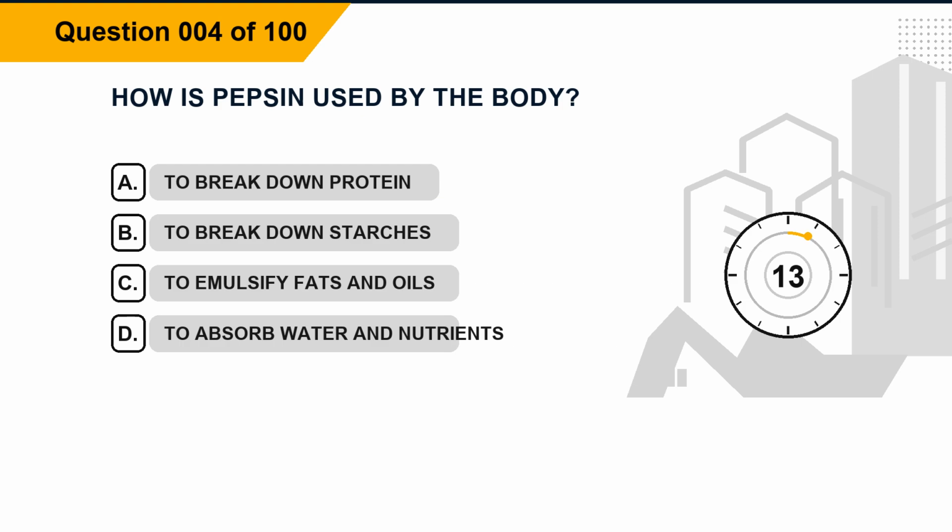Question 4. How is pepsin used by the body? Option A. To break down protein. Option B. To break down starches. Option C. To emulsify fats and oils. Option D. To absorb water and nutrients. The correct answer is option A.